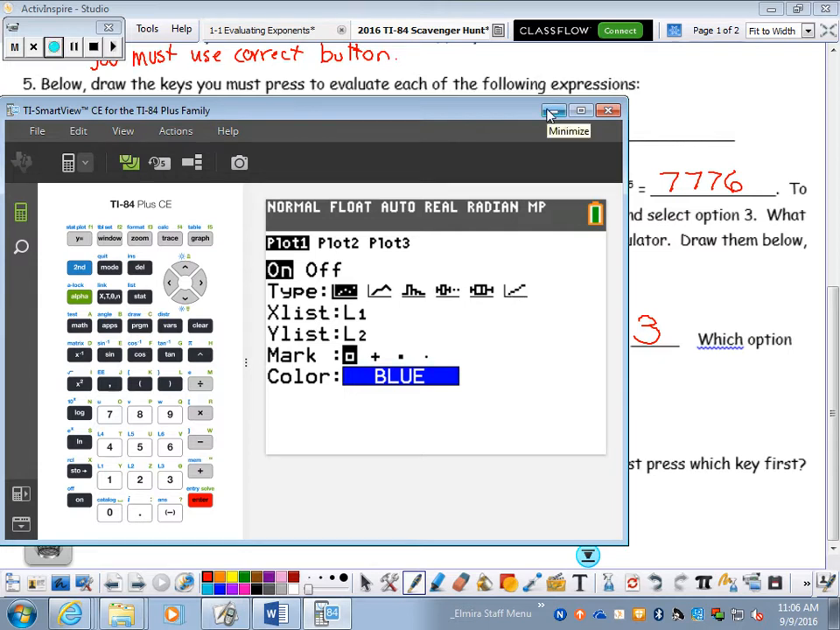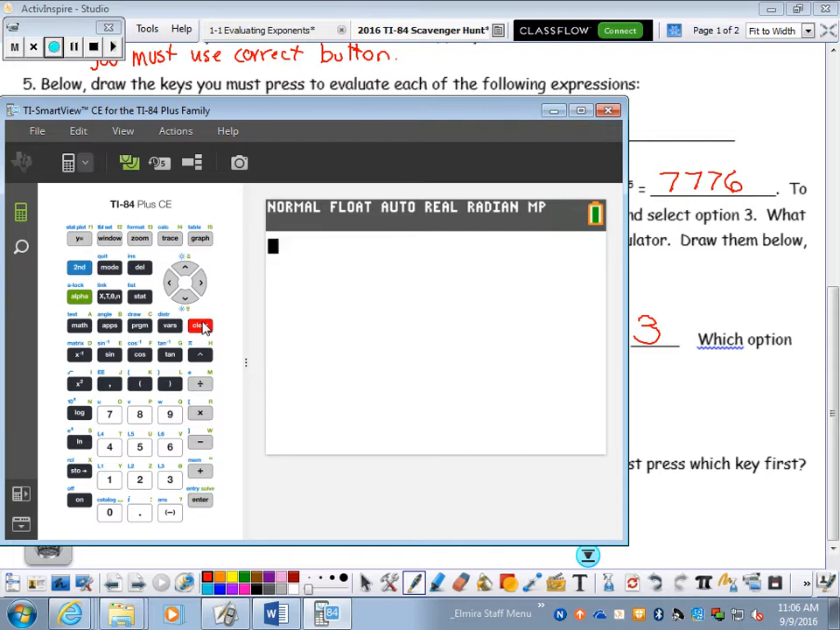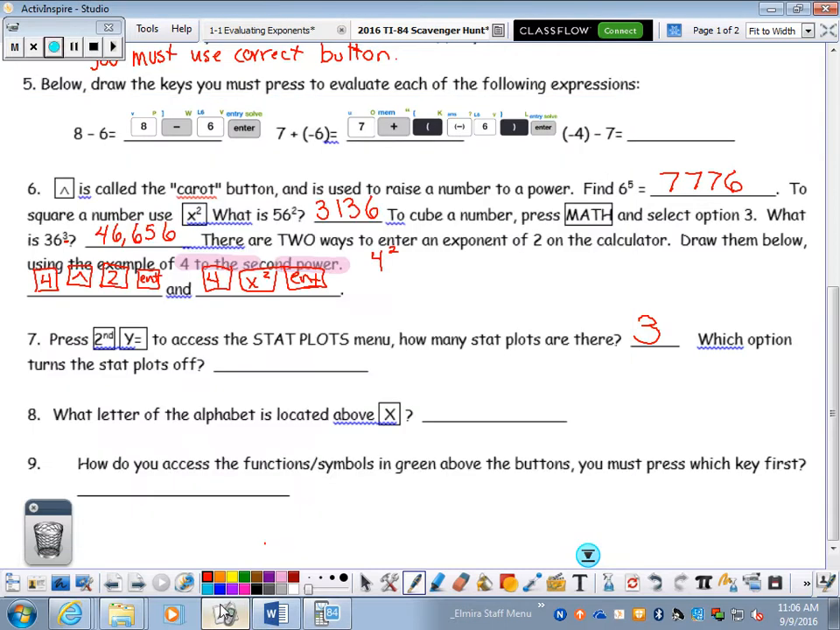Now if I want to get out of here and get back to a main screen, I just can go second quit and clear. Okay, so if you're ever stuck, second quit. Quit is above this mode key, the word quit right here. Okay, and that'll bring you back to the main screen, and you can get out of wherever you are. Okay, so how do you turn the stat plots off? You just hit enter over the on.